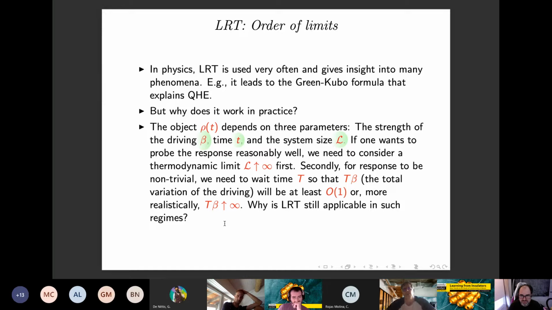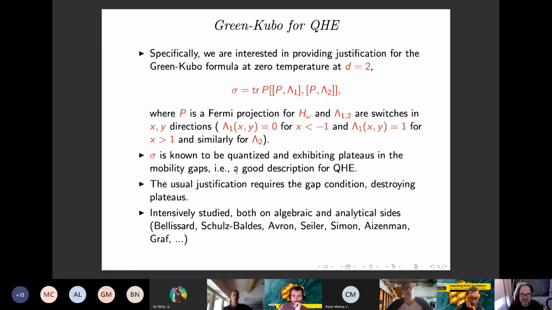So why is this linear response theory actually applicable in such regimes, right? And we know that it should be, because it describes the quantum Hall effect quite nicely. And so the Green-Kubo formula for the quantum Hall effect can be written in different ways. Well, here's one, I hope, familiar formulation of that.